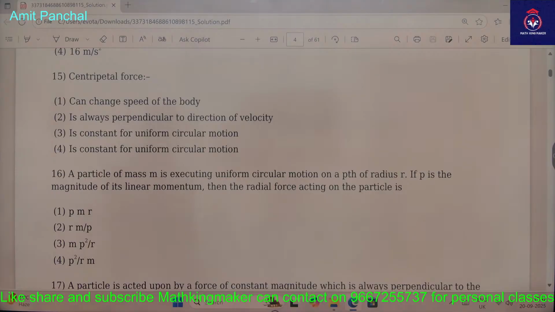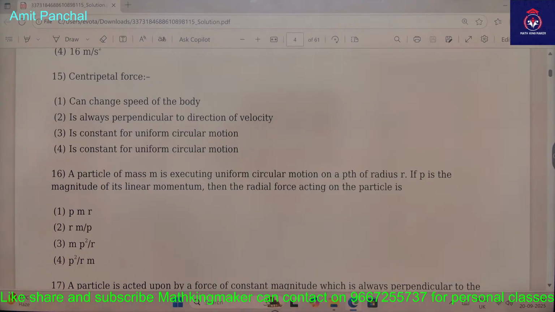Third one is constant for uniform circular motion. If it is a uniform circular motion, then that means it is moving with constant acceleration. Same thing is written in 3 and 4. They repeated it by accident. So what is its answer? The answer is option number 2. Can you explain? All of these seem correct to me.